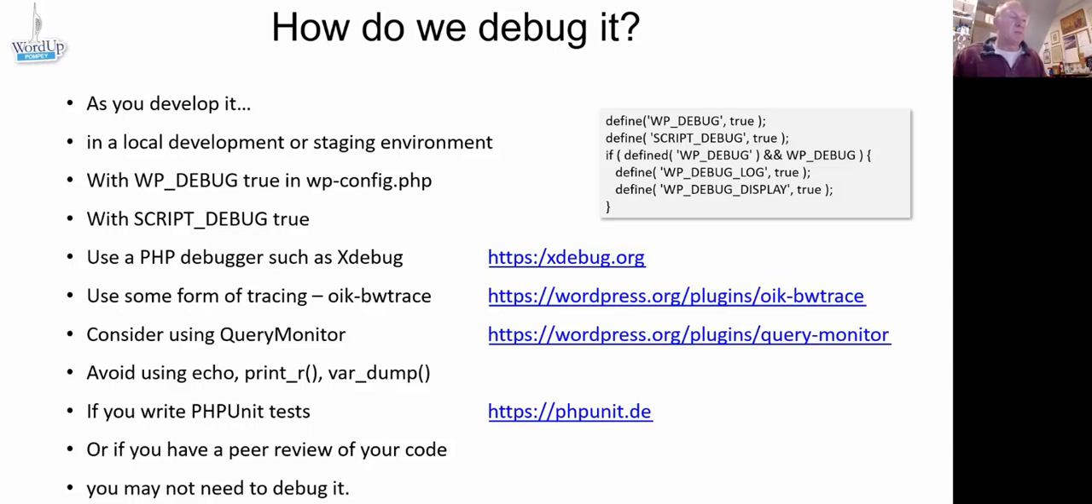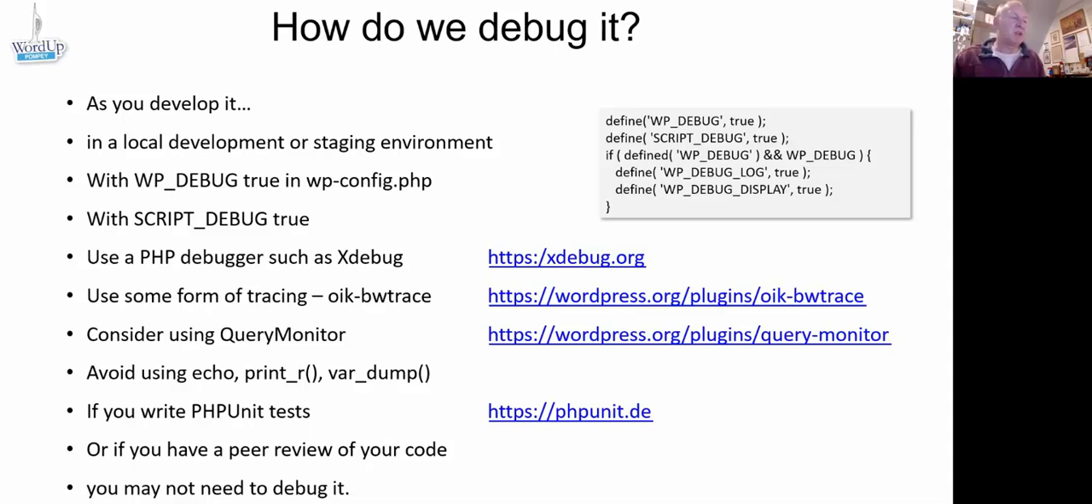Now, a person who is using a PHP debugger may be able to do debugging a lot faster than somebody who is not. But I prefer not to use a debugger because I actually use a tracing plugin that I myself have written called oicbw trace. But if you can't use xdebug or my trace function, you may find that using Query Monitor will help you understand what is going on when something doesn't work.